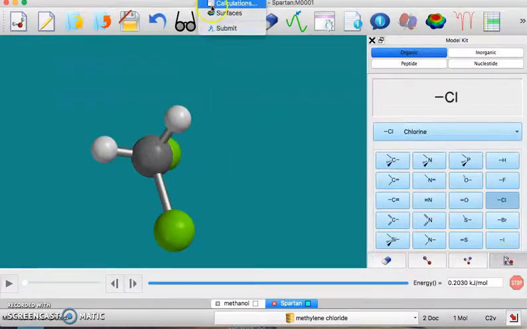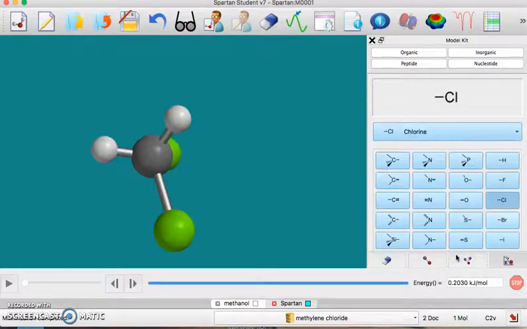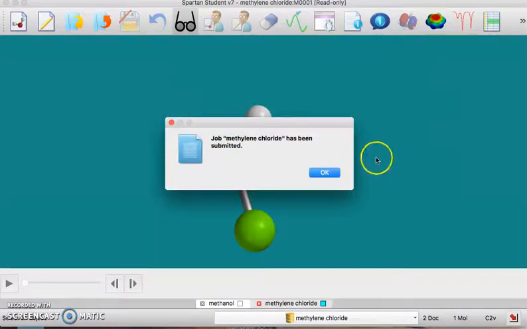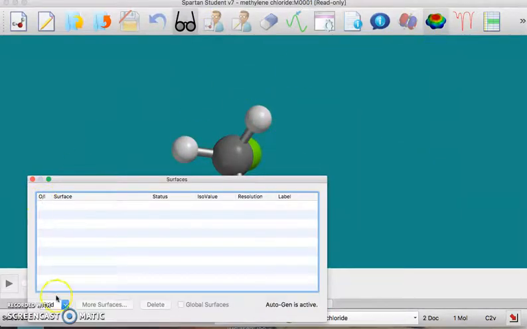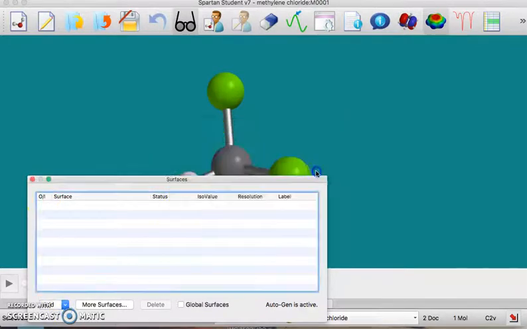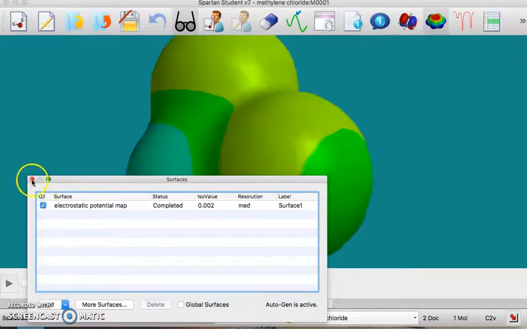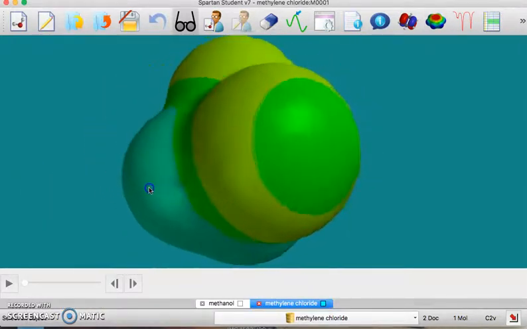I'm going to do the calculations. So I'm going to go to PM3, leave this equilibrium geometry, everything else is fine, submit. Okay, I'm going to display that electrostatic potential map. Whoops, completed. Okay, now you can see here that there's not a whole lot of strong dipoles.